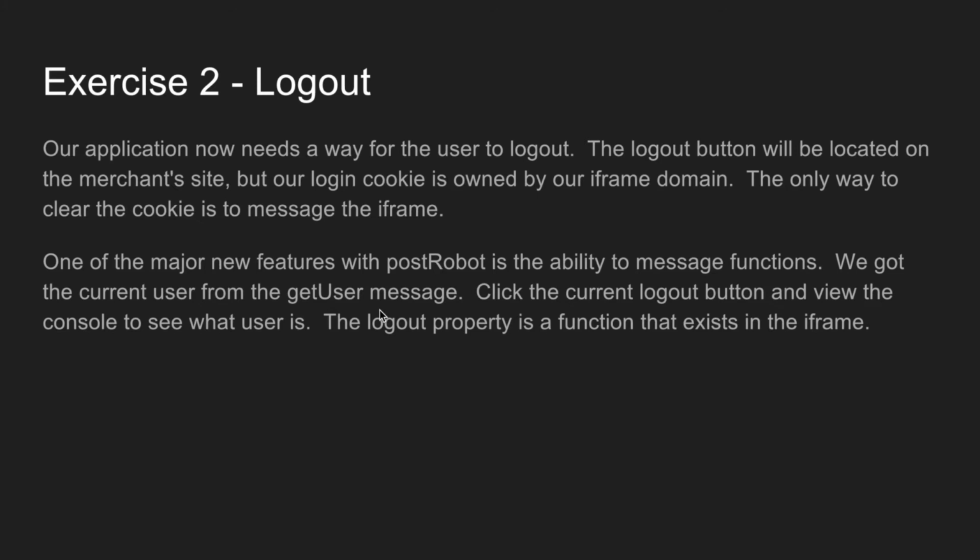So one of the major new features with postRobot is the ability to message functions. We got the current user from the get user message that we just implemented, and now we are going to use that to log out the user. So right now you could click the current logout button and view the console to see what user is. The logout property is a function that exists in the actual iframe.